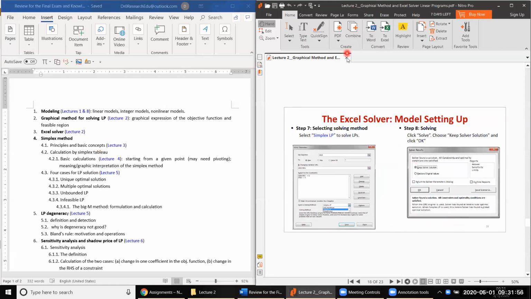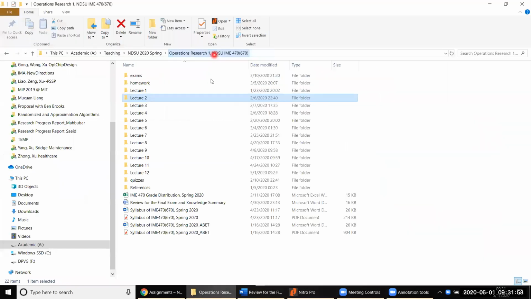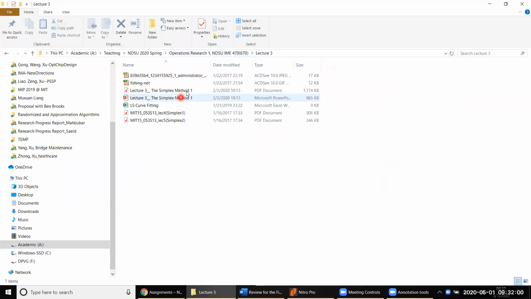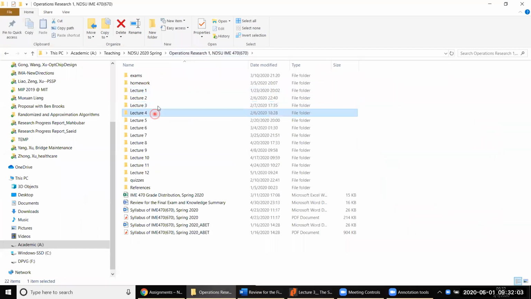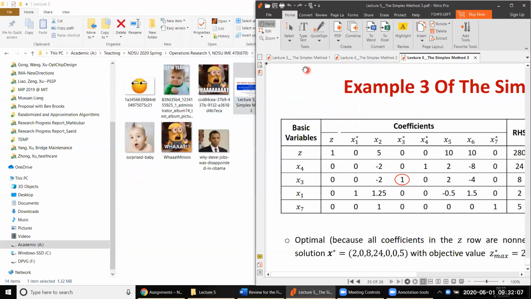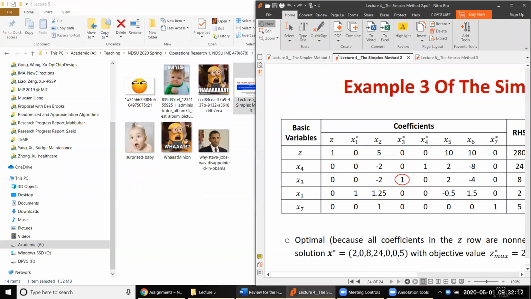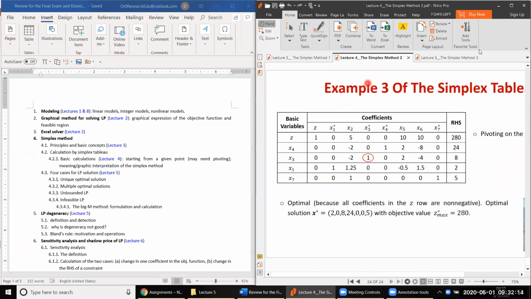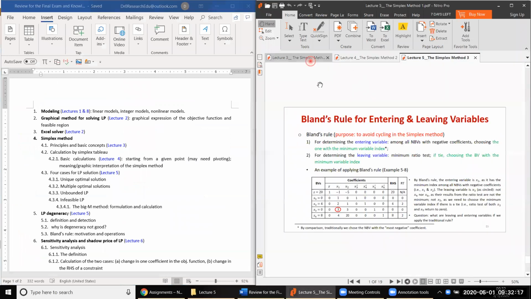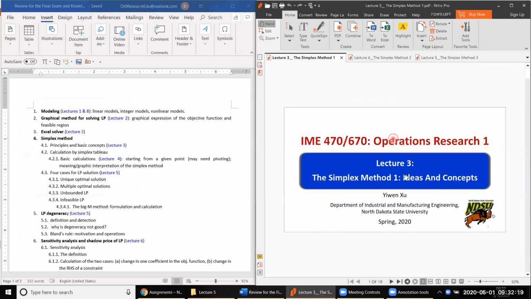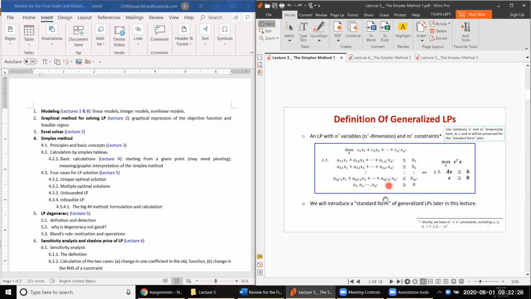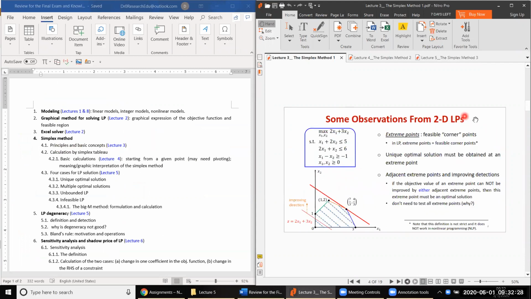Okay, then after it is one of the most important things, which is the simplex method. We introduced it in lecture 3, lecture 4, and lecture 5, which are simplex methods 1, 2, 3. In simplex method 1, which is in lecture 3, basically there are principles, ideas, and concepts. Here we've mentioned the idea of the simplex method.